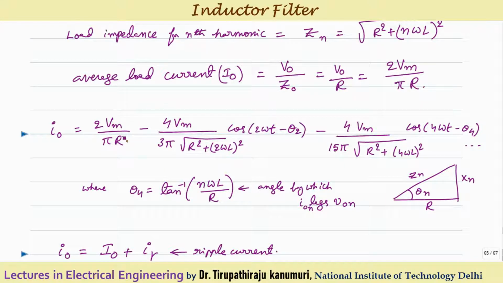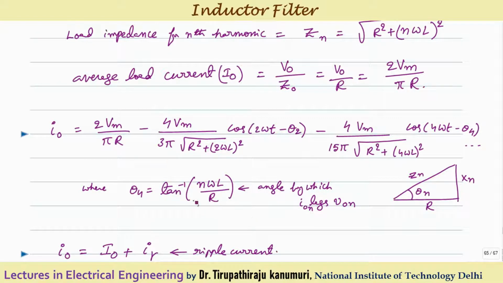So the DC value of the impedance will be only resistance. So it is 2Vm by pi into R minus 4Vm by 3 pi, divided by square root of R square plus, it is a second harmonic, (2 omega L) whole square, into cos (2 omega t minus theta 2). You can see here the current is having an extra component along with the voltage. Voltage is 2 omega t only. Along with that theta 2 came, because of R and X, the impedance is making some angle with respect to the voltage or the reference.